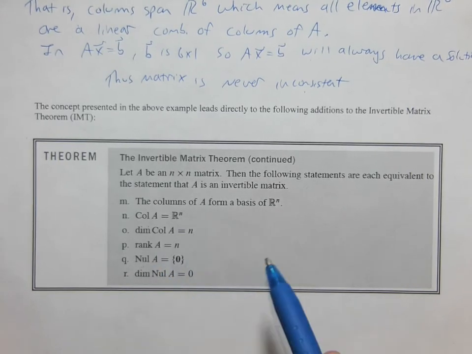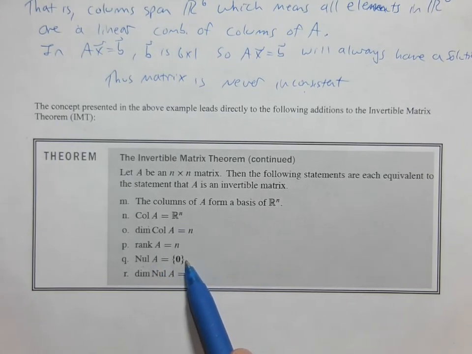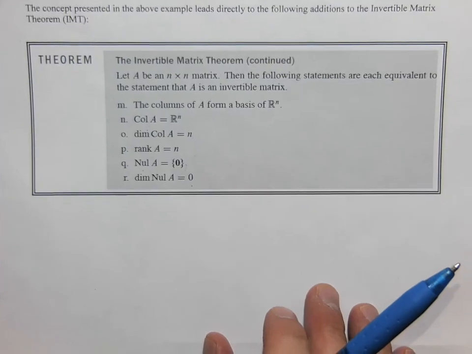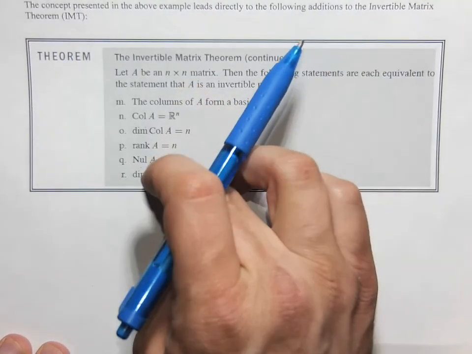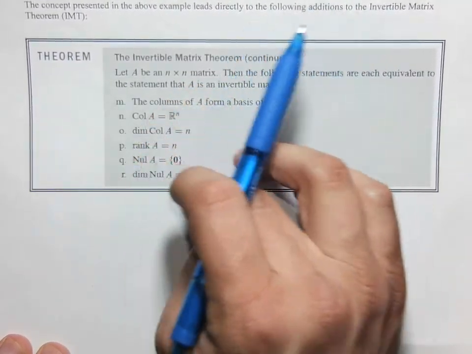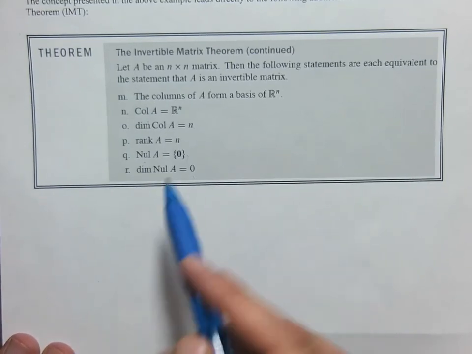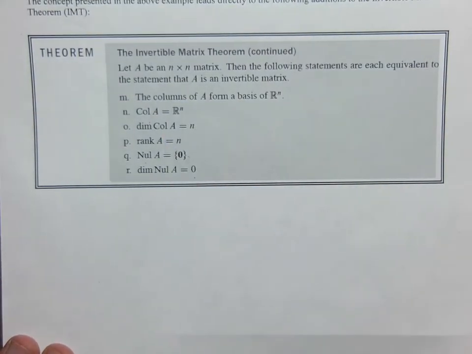And then Q and O are the same thing. The dimension of the null space being 0 is the same thing as the null space being just the homogeneous, trivial solution, the 0 vector itself. And you'll notice that the way you would test for each one of these things is by row reducing a matrix, and all of these things correspond to n pivots and no free variables.